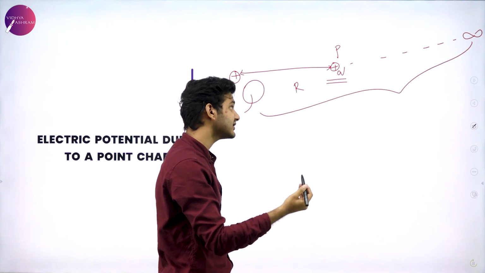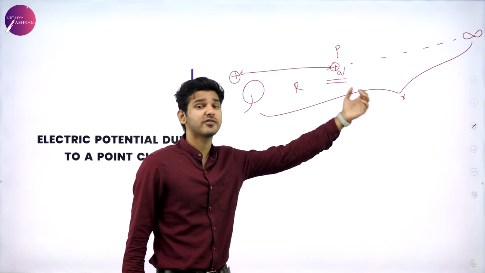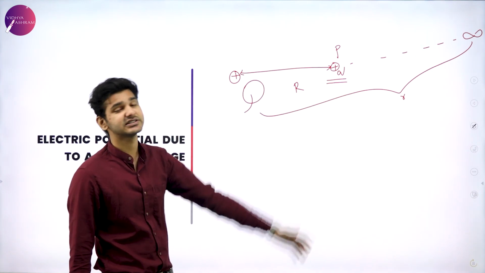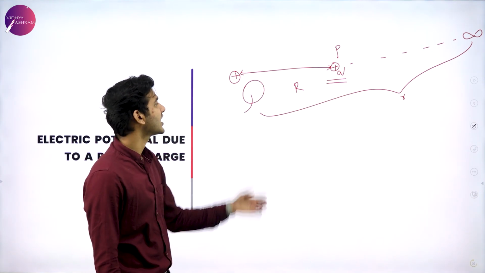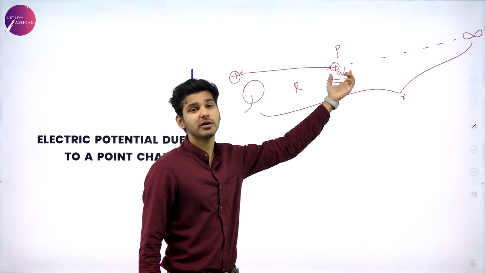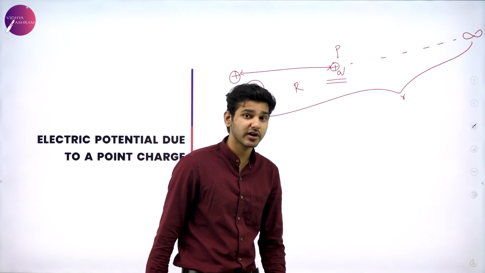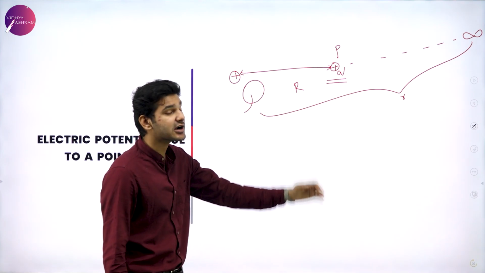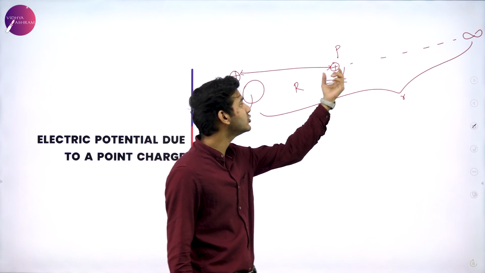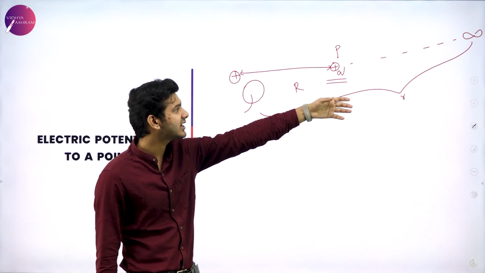Let's say that distance is denoted by the letter small r. So I'm coming from infinity, and that distance is denoted by small r. And this particular distance, from the origin to this particular point P, is denoted by capital R. Anyways, we only have to worry about the work done by me in bringing this unit positive charge from a really long distance. For now, let's take it as infinity.